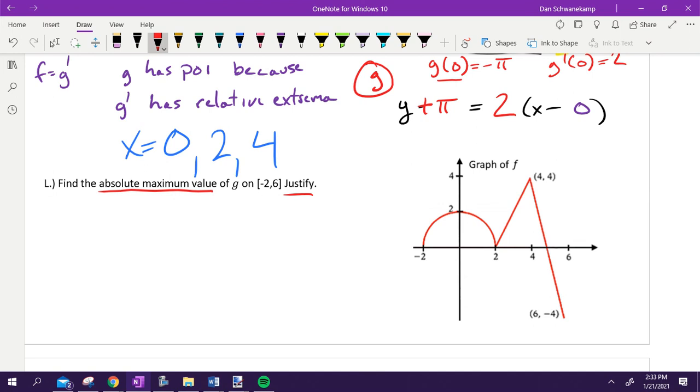This is a table question. We are finding the absolute maximum value of G. Okay, so I need to know some X values, and I need to know the value of G. I want to know when G is at its biggest. So the way we do this is we justify it with a table. Okay, remember what you're doing. You're finding maximum values. Well, where can maximums happen? Maximums can happen at 2 different types of places.